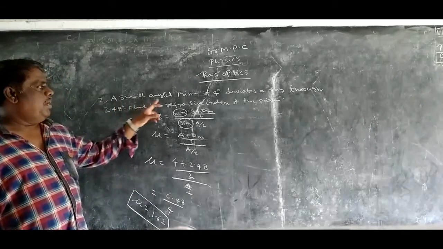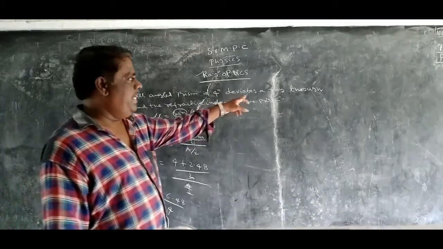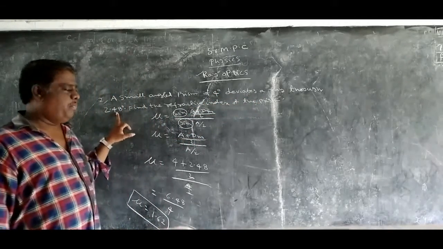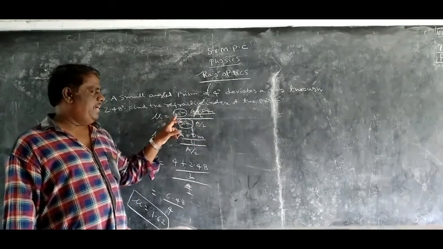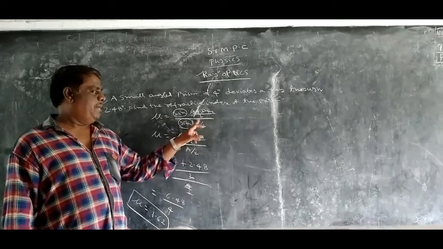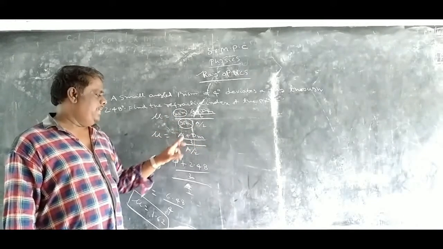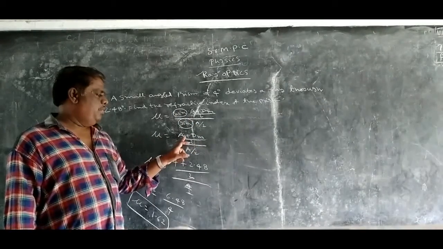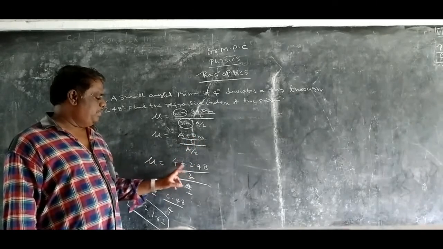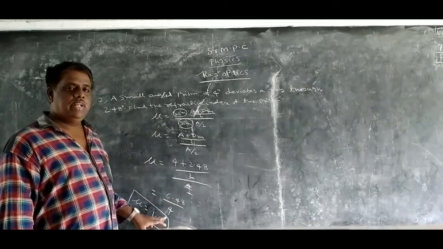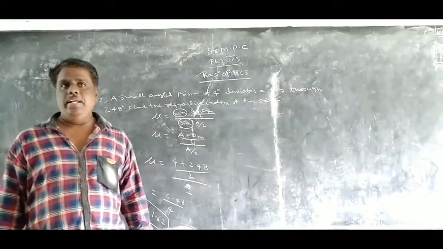So once again, small angle prism, angle of prism they are given 4 degree. Deviates a ray through, that means minimum deviation they are given 2.48. Find the refractive index of the prism. General formula for refractive index is sin((A plus D_m) by 2) by sin(A by 2). In case of small angled prisms, neglect the sine, then you get mu is equal to (A plus D_m) by 2 by A by 2. Then the 2 will be cancelled, substitute the values. After simplification, mu is equal to 1.62. It does not have any units.